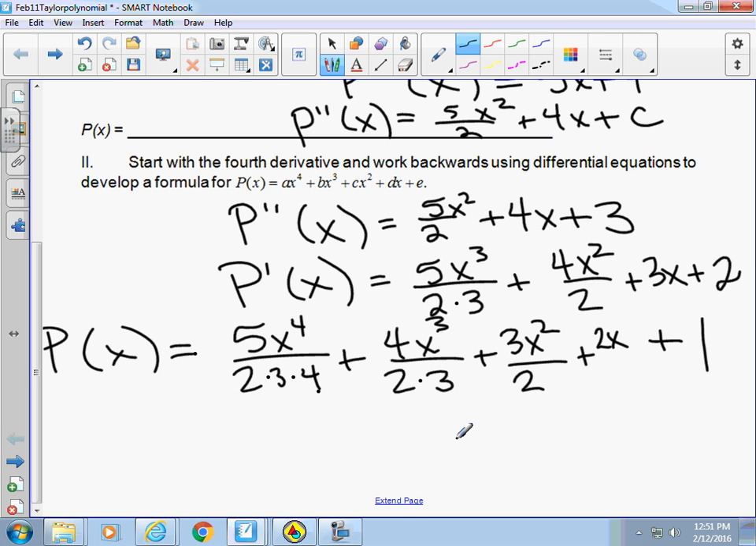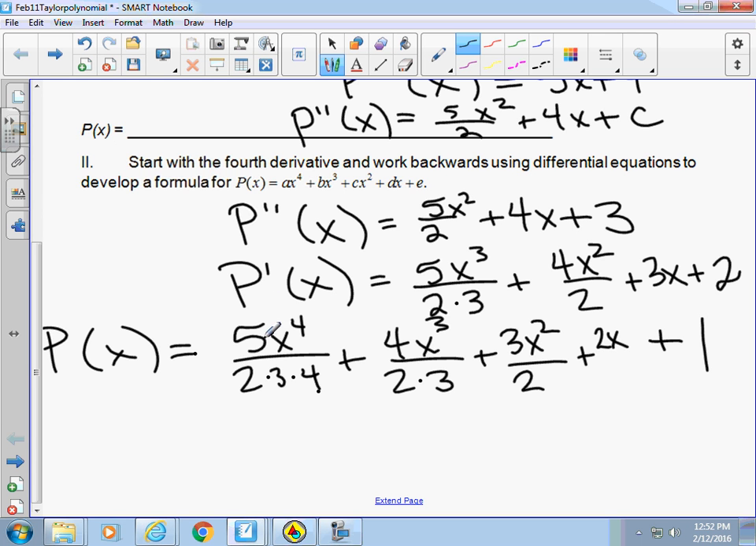Say we had the fifth derivative. Say it wasn't a fourth degree polynomial. Say it was a fifth degree polynomial and we had the fifth derivative. What do you think the polynomial would have looked like? What additional term would you have if you'd had another derivative? What's the pattern, in other words? You would have x to the 5th over 5 factorial.